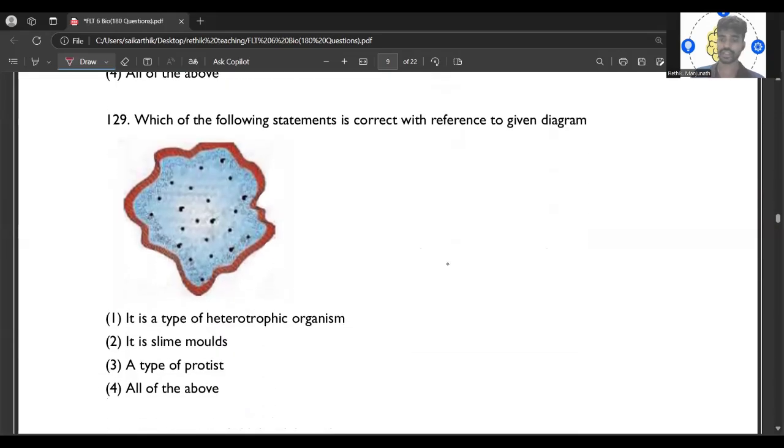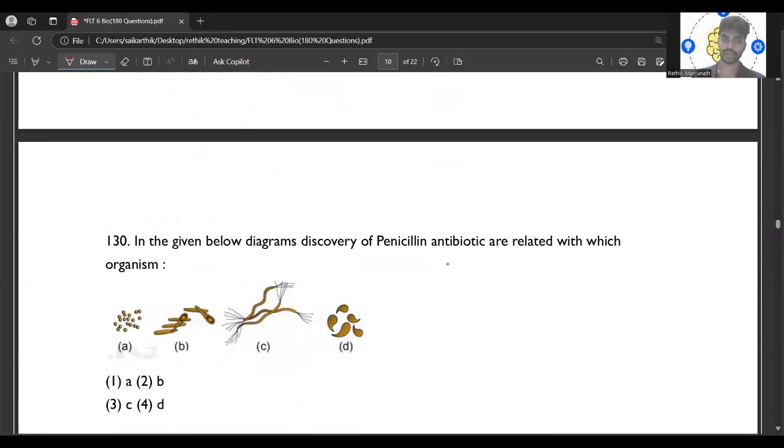Yes. So the 129th question. Coming to the 129th question, the given diagram is what? It is actually slime molds, right? It is a type of what? They're actually a type of protista, correct? And another thing is, it is a type of heterotrophic organism. So heterotrophic organisms, this thing. So therefore, this is also correct. So option 4 is correct. All are correct. So all the above is correct.